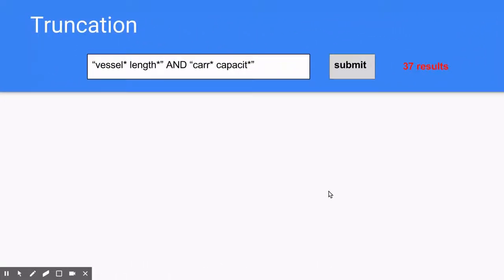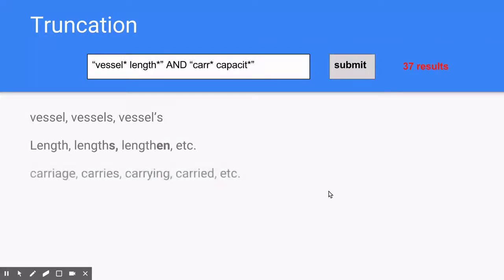So now we're going to have to look at ways to expand our search. A couple of techniques for that: truncation and wildcards, and the Boolean OR. With truncation, in many databases, it's just an asterisk. But if it doesn't work that way, again, look at the database help or the advanced search, and you'll see how to do truncation. In this case, it has a root or trunk, and then anything after that can be whatever. So in this case, we get vessels plural, length, lengthens, lengthen, etc. Carriage, carries, you get the idea.